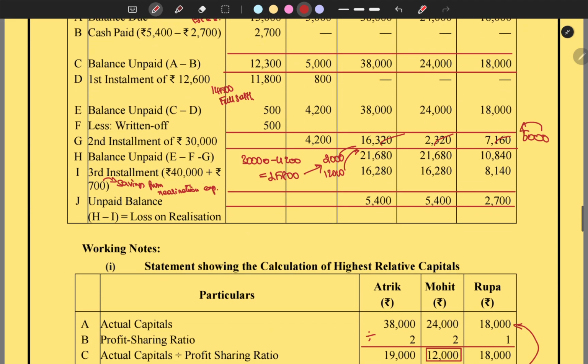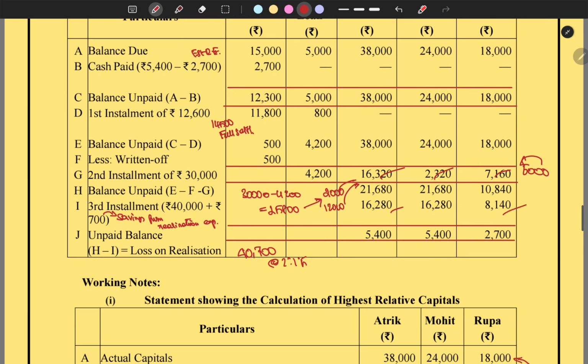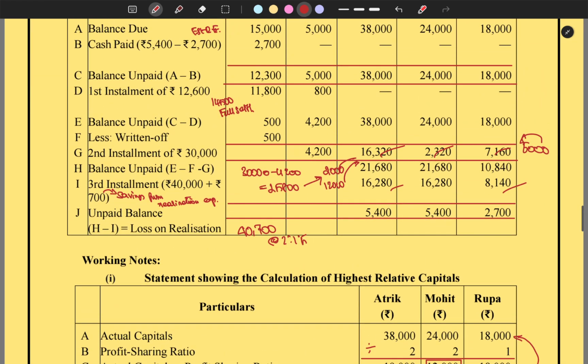So we have 40,700. This 40,700 should be distributed as per 2:2:1. So 40,700 divisible by 2:2:1, we get 16,280 for Attrick, 16,280 for Mohit, and Rupa's 8,140. That's it. We have a remaining balance, but we don't have any realization money. We don't have anything. So these are the losses that should be borne by all three partners. That's it. The problem is over.